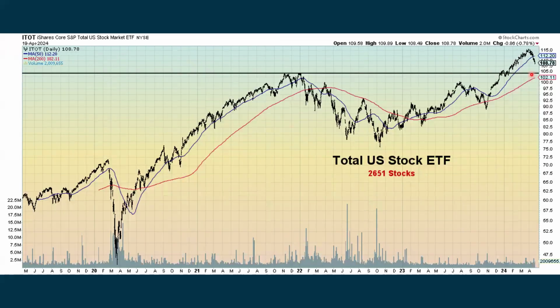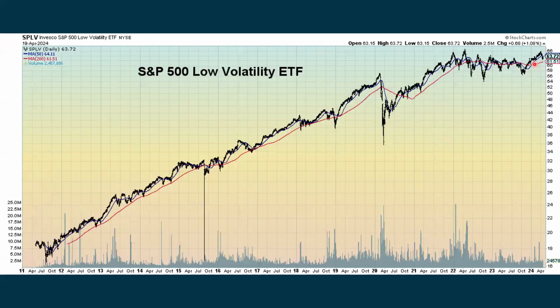And then the total U.S. stock ETF, this is 2,651 stocks. It is in an uptrend. It's been pretty strong, but it did come down and fall below its 50-day moving average. Low volatility stocks, which are in an uptrend, but they've also been pulling back a little bit lately.